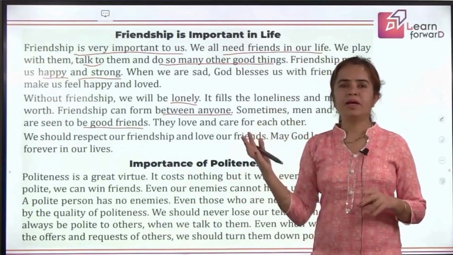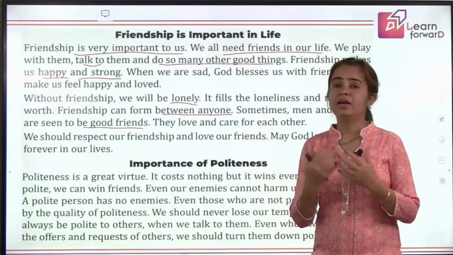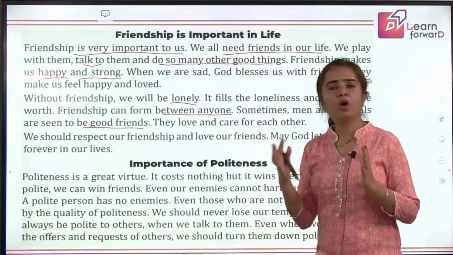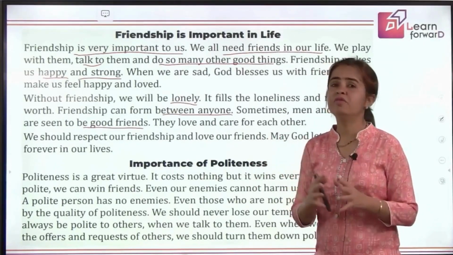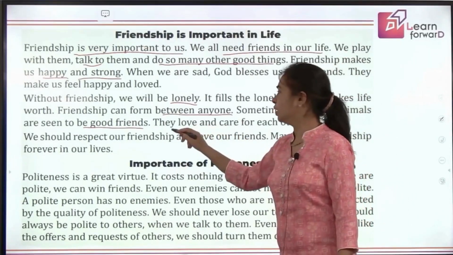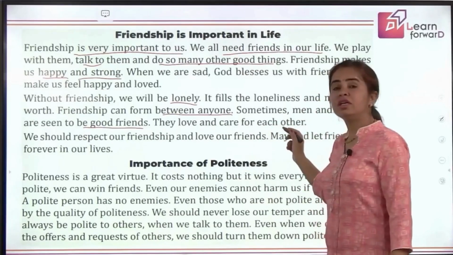If you have a pet, you would have realized that you can be a good, wonderful friend with your pet also. You spend lots of time, you have fun, you play with your pet, right? So it can be between anyone. They love and care for each other.